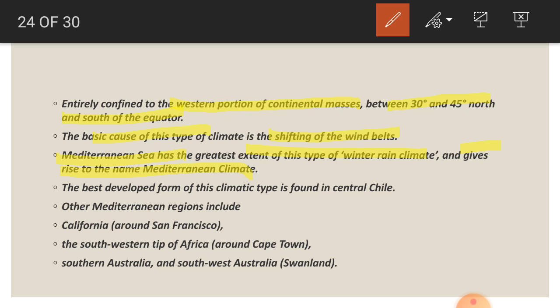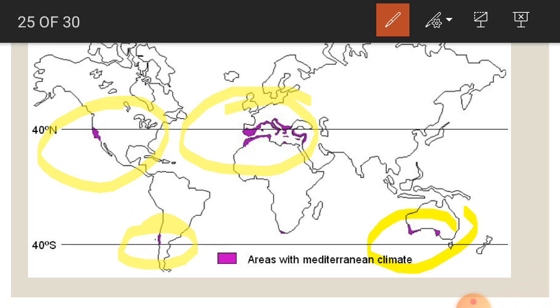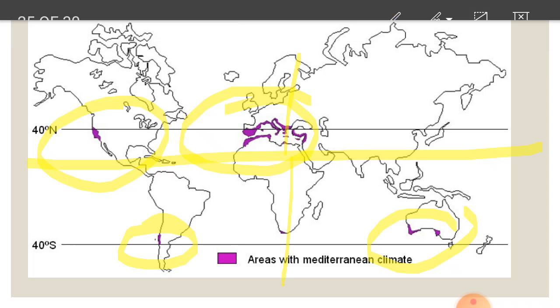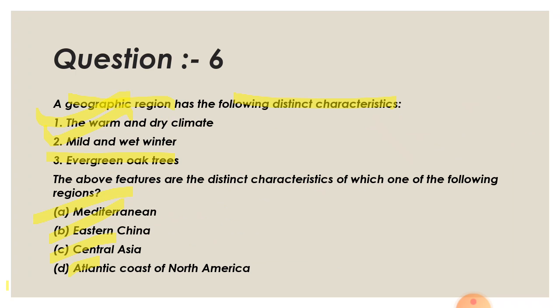The best developed form of this type of climate is in central Chile. Other Mediterranean regions include California, the southwestern tip of Africa, southern Australia, and southwest Australia also. And we have given this picture also, that it is on the western side of the continent, above the equator and below the equator also. So these are the features of the Mediterranean type of climate.